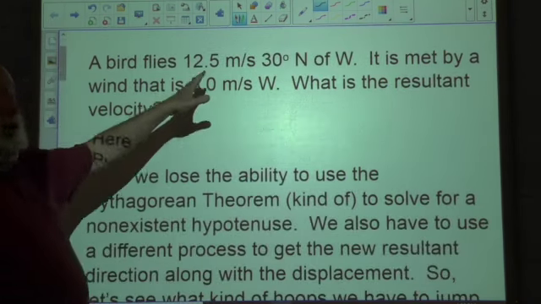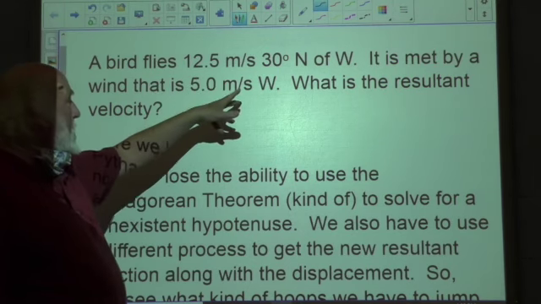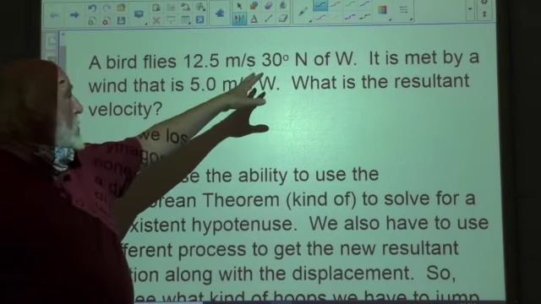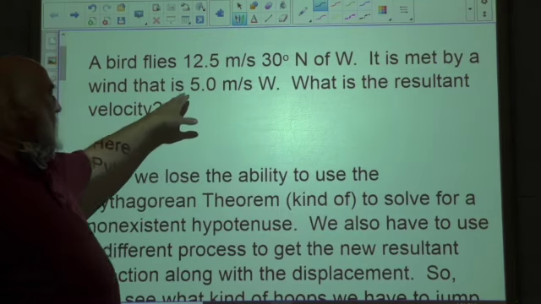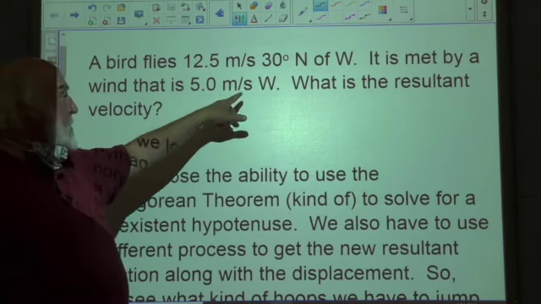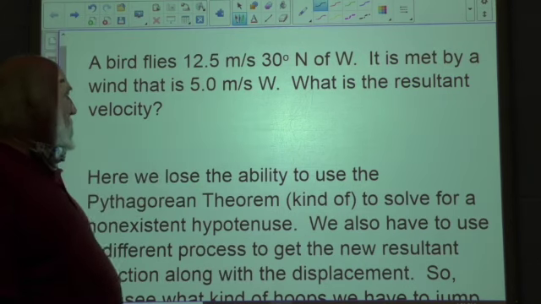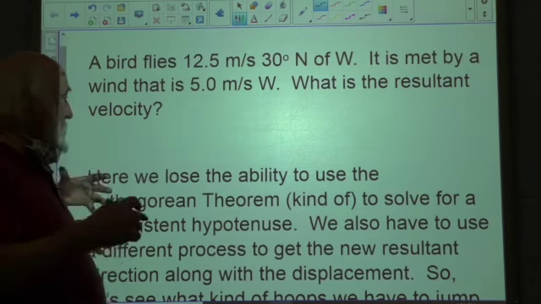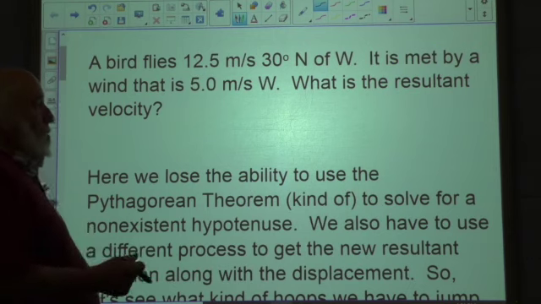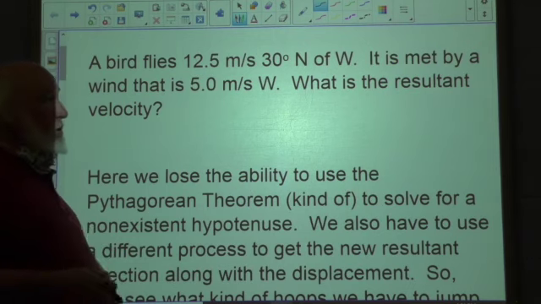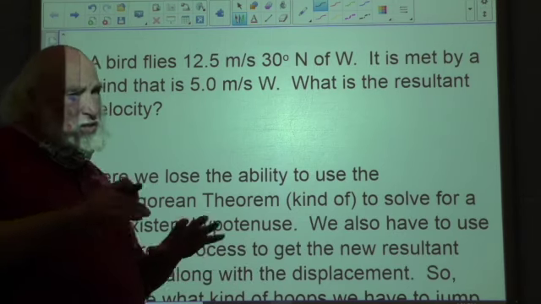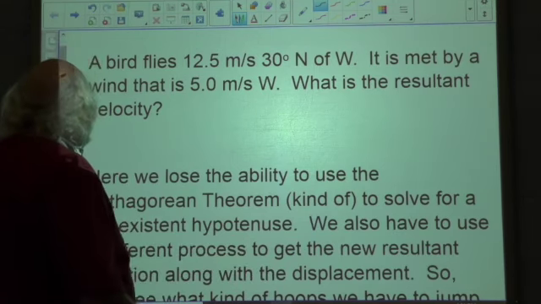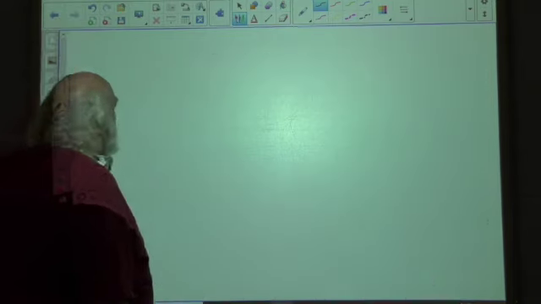We have a bird flying again at 12.5 meters per second, but now it's going to be going 30 degrees north of west. And it's met by a wind that is 5.0 meters per second west. What is the resultant velocity? So just like before, we're going to make a drawing of this, but you're going to see that we no longer have a right triangle. So things are going to change up a bit. So let's do this.